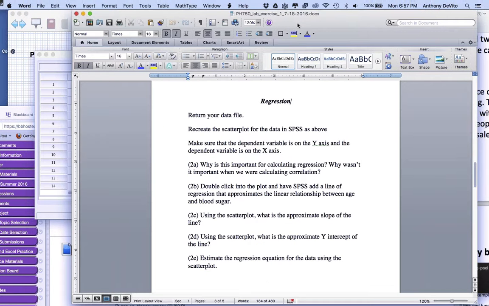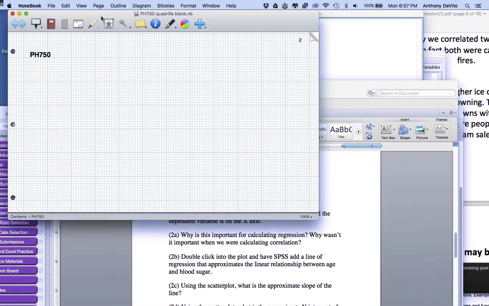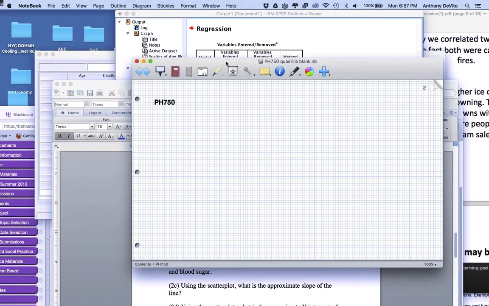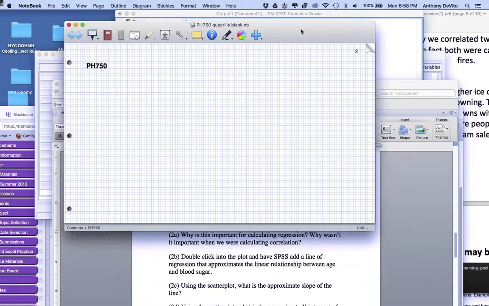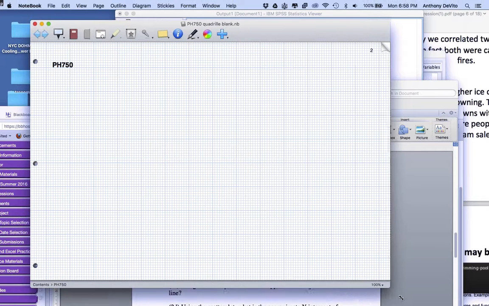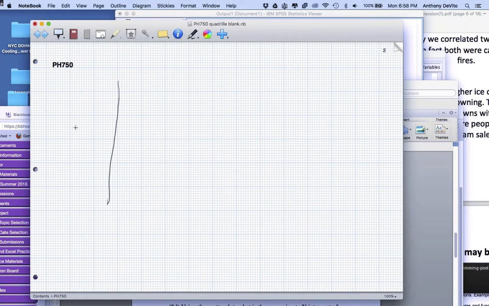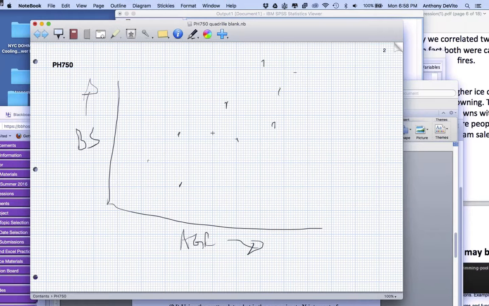Now I'm going to go back here and get my blackboard, and take a look at a little of what we learned many years ago about lines. Here was our blood sugar, and here is our age. As age went up, blood sugar went up, so we had values over here. It appeared linear, and when we draw a fit line, it went something like this.